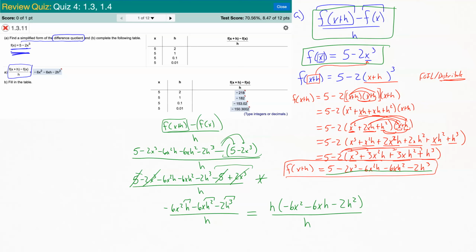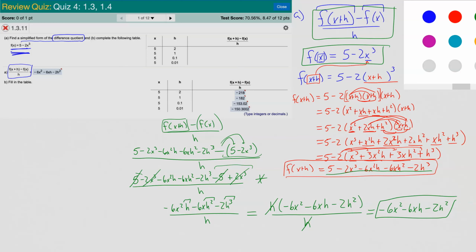And because that always happens, this cancellation of the h on top and the h on bottom will always happen. And out of there, you'll be left with something that's no longer a fraction. So negative 6x squared minus 6xh minus 2h squared. That's always what you're going to be looking to do. So that's part A here.